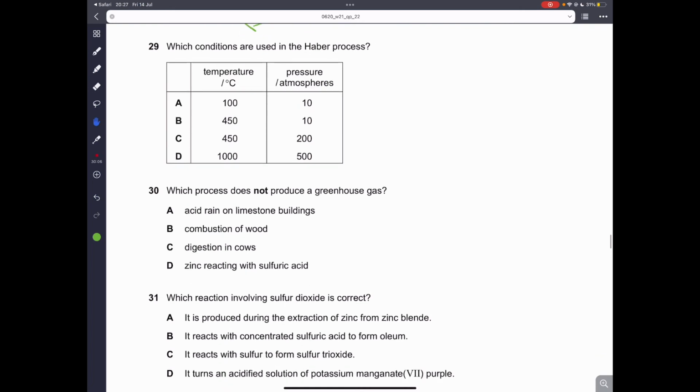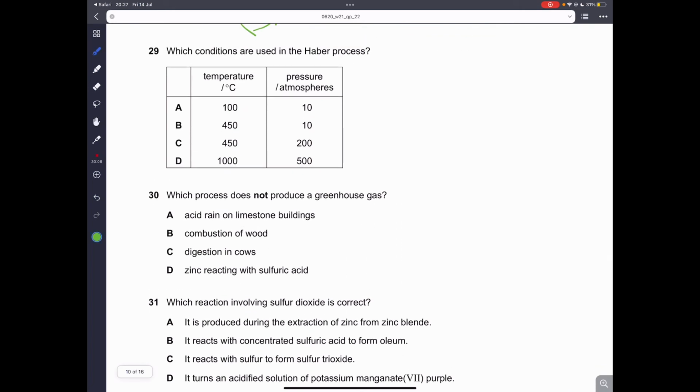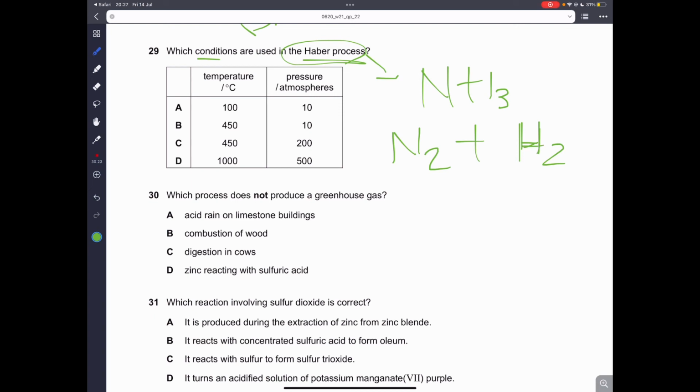Question 29. Which conditions are used in the Haber process? Remember, in the Haber process, you have to learn this. Haber process is basically the process of making ammonia from nitrogen in the air and from hydrogen sources such as hydrocarbons. Now you have to remember the reaction conditions. The temperature used in the Haber process is 450, and the pressure in atmospheres is 200. Therefore, C is the correct answer.